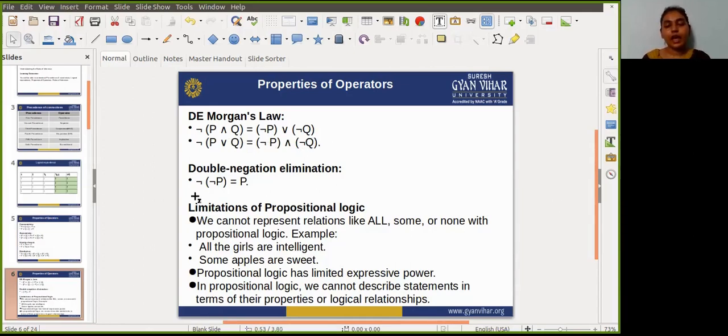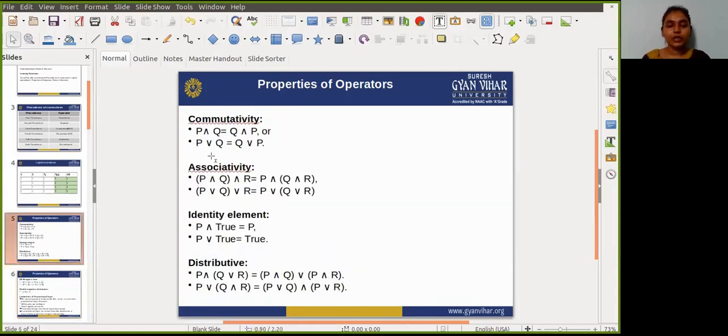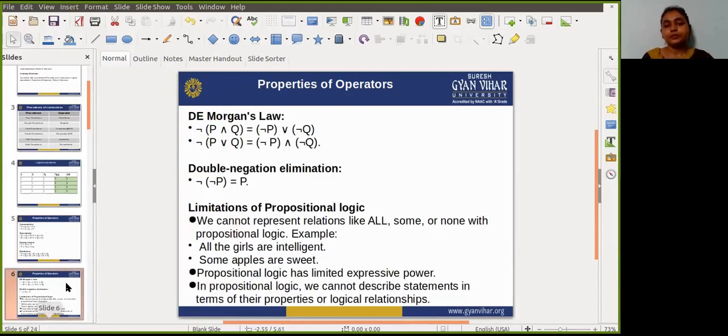So guys, I am giving you one homework. For each of the properties, as you know, commutative, associative, identity, distributive, just make a truth table of each side, meaning the LHS side and the RHS side. Just make a truth table for each and every one of the properties. Then you will understand properly about the properties of operators.